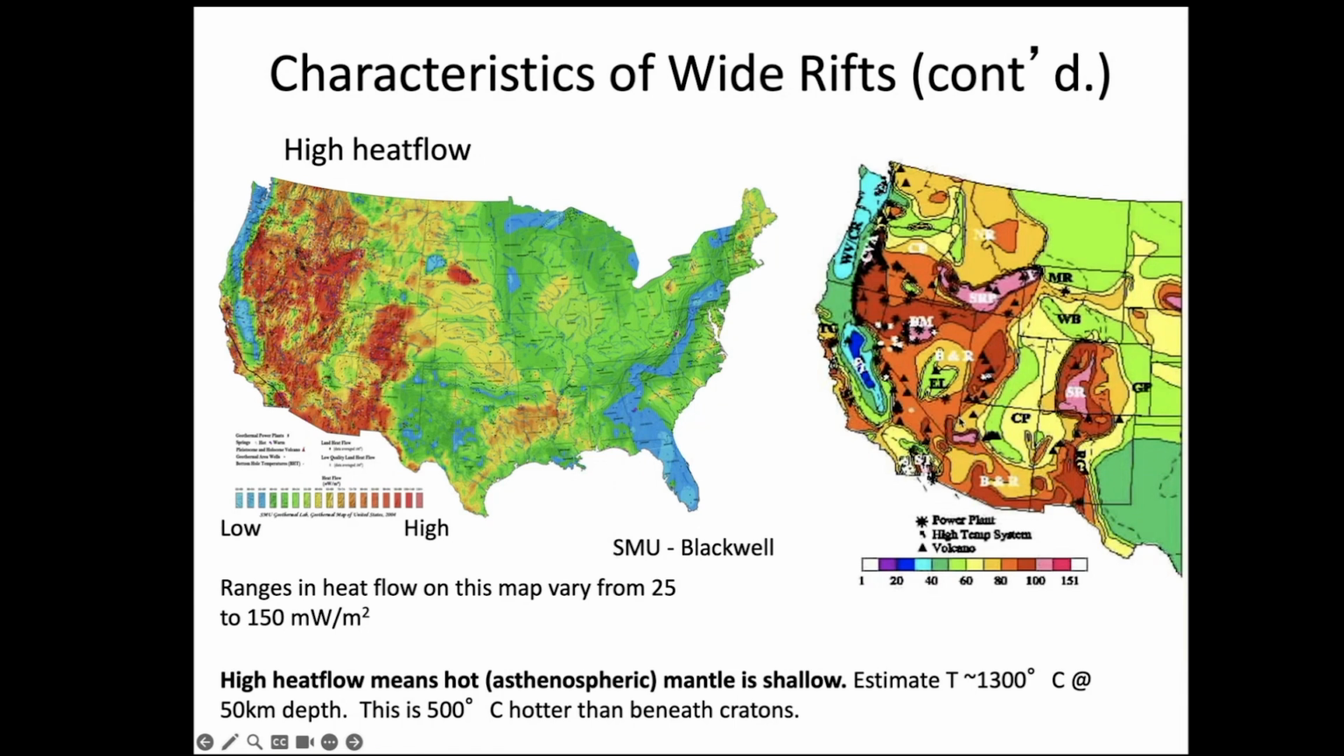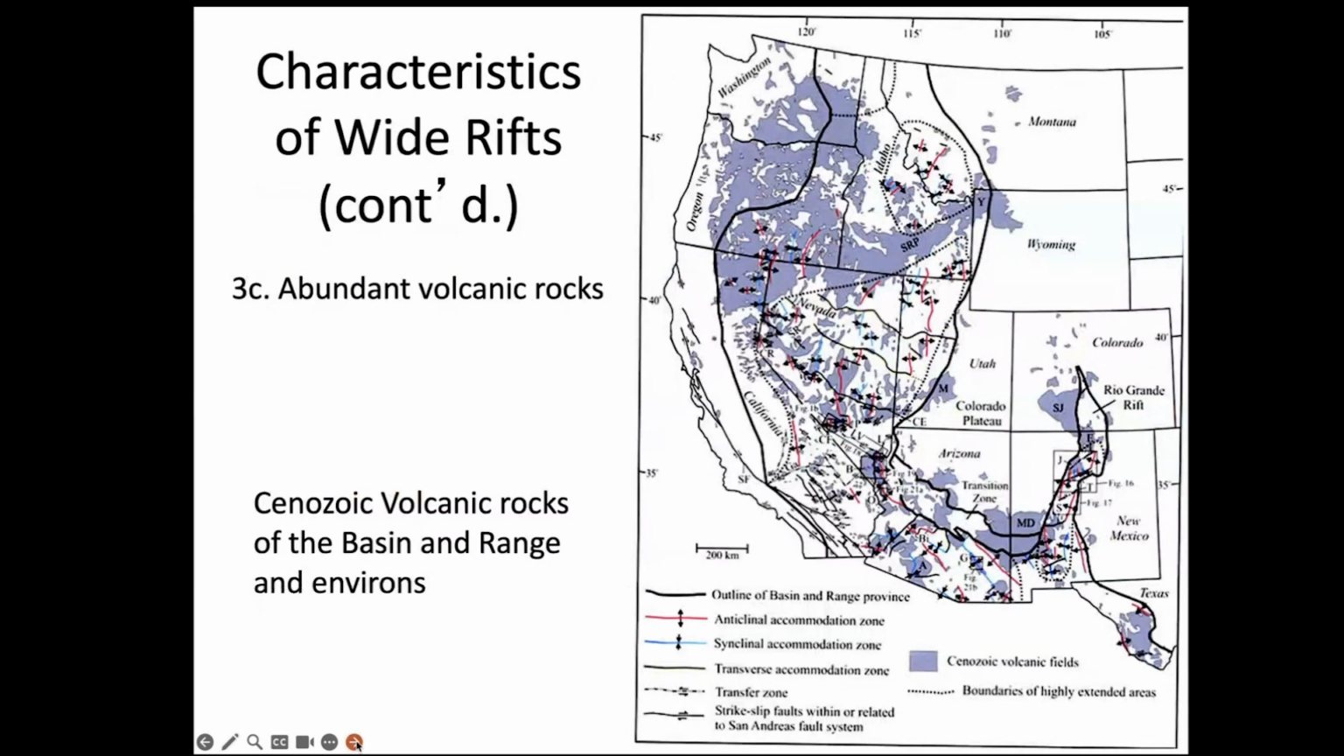Okay, and you can see that here are power plants, geothermal power plants, volcanoes. Volcanoes and high heat flow tend to go together. And then there's lots of volcanic rocks. This is a map of Cenozoic volcanic rocks. Now, it's only the western part of the United States, but it's also the map, with the exception of Hawaii and Alaska, obviously, of Cenozoic volcanic rocks in the United States, period. There's no Cenozoic volcanic rocks east of here.